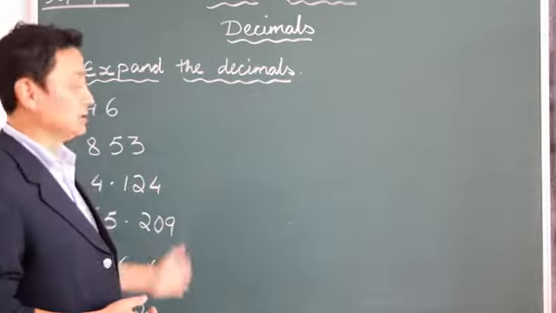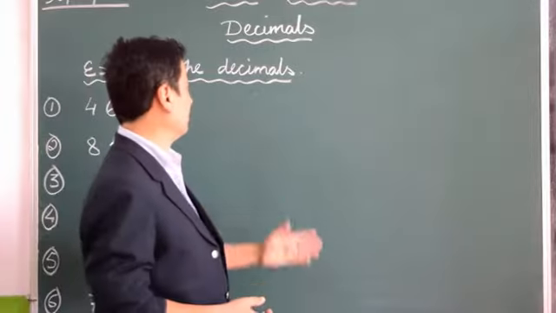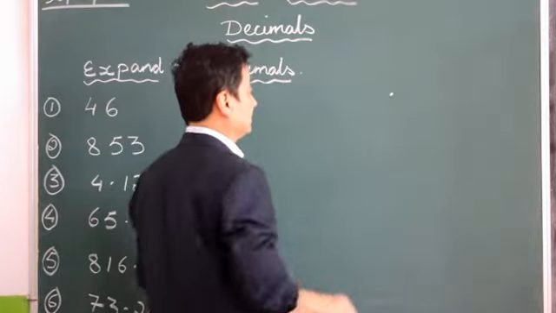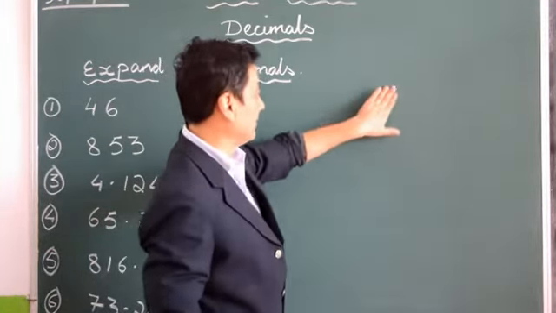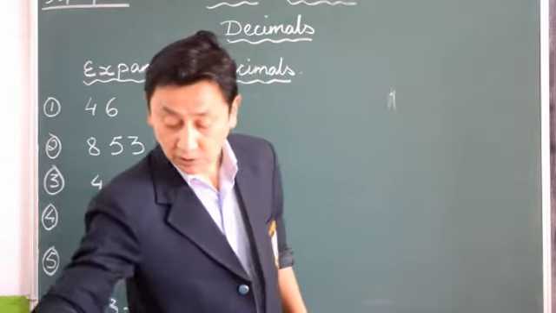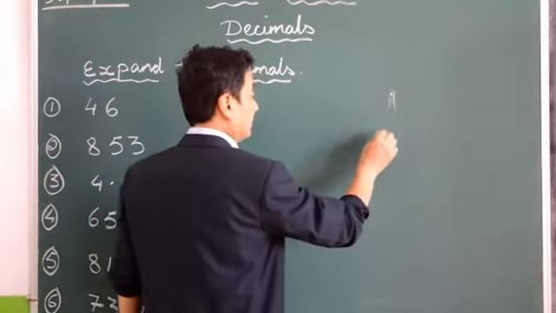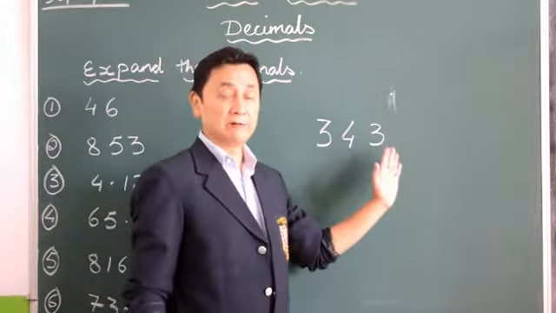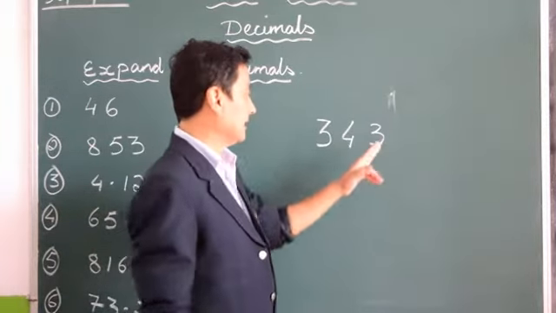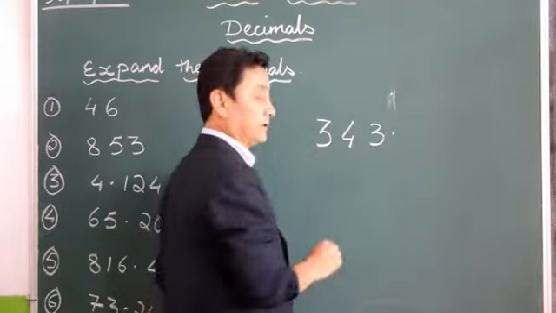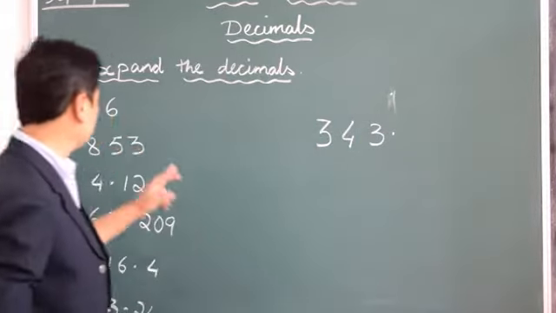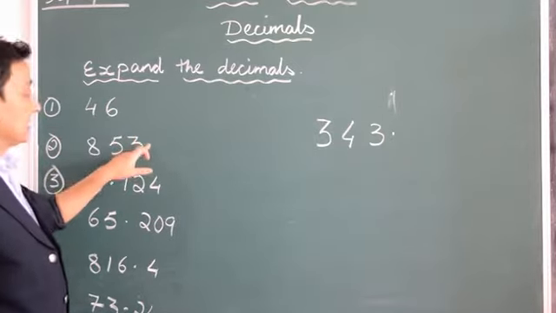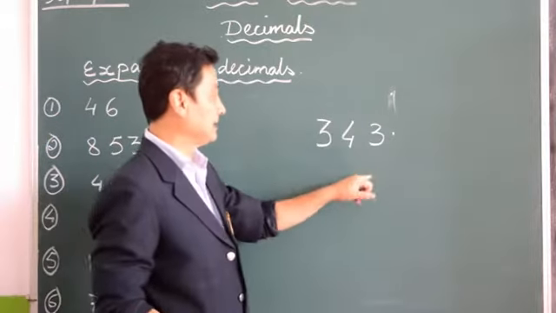But before we continue with this expanded notation of decimals, let's do the place value. So the number, this is a decimal. We want to put a decimal point. Now here you don't see any decimals. Remember, if you don't see any decimals, it means the decimal point will come here. If there are no decimals, like this sum, the decimal point will be after the numbers. So let's do the place value.